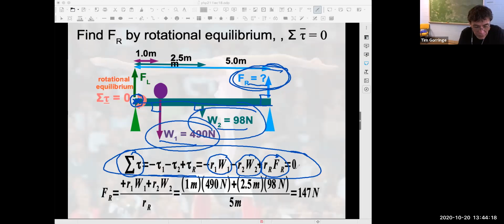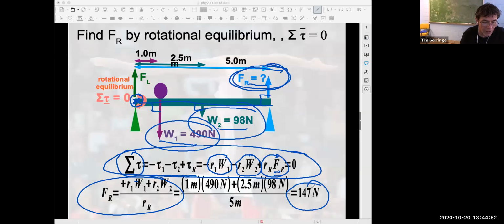these 3 terms add up to 0. Well, we don't know this force FR, but everything else in there we know. So I can just take the first 2 terms over to the right-hand side, divide by RR, the distance to where the force of the right-hand support is applied, and get this little equation here, and plug in all the values, the locations of the 3 forces and the size of the 2 weights. If you plug all that in, you find the force of the right-hand support. And so that's the force that's being exerted here. It's 147 newtons. So that was the hard bit.